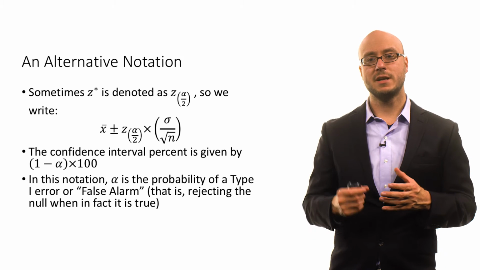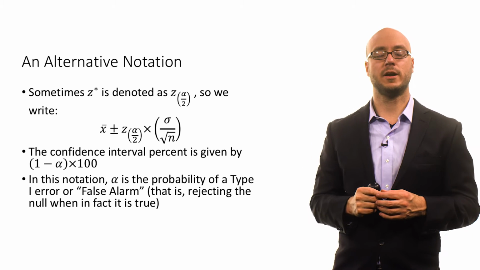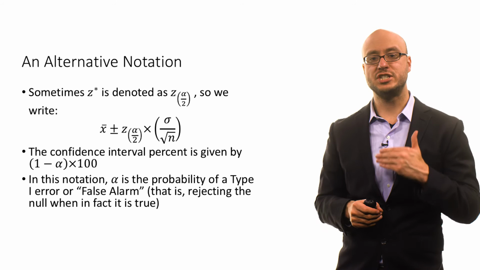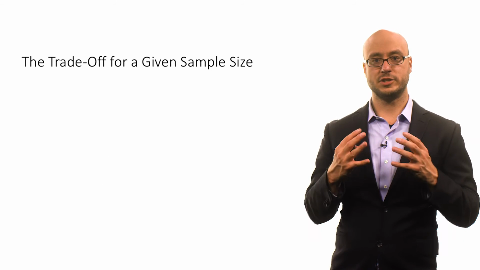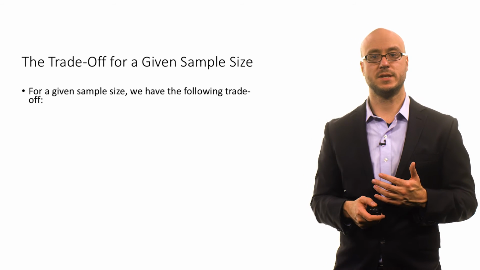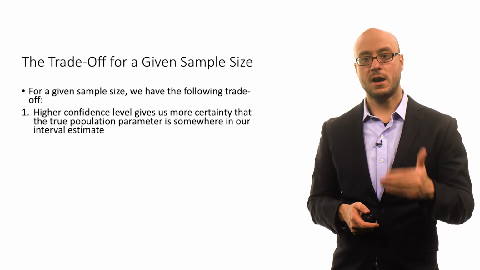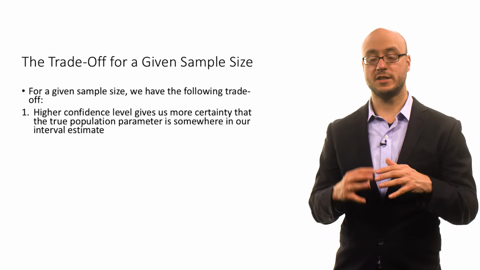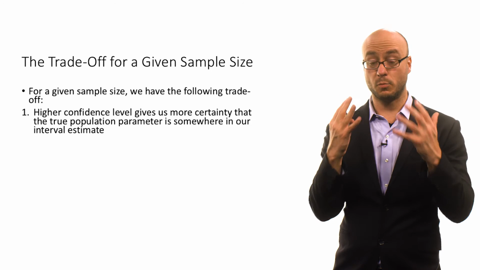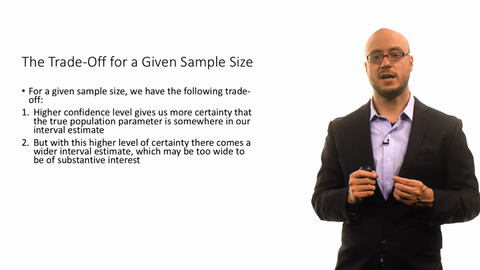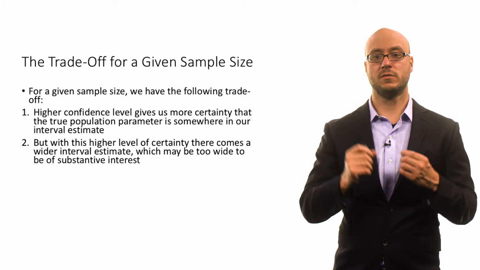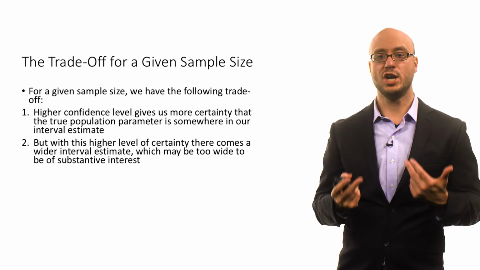In this notation, alpha is the probability of a type 1 error or a false alarm. That's the probability of rejecting the null when it is in fact true. There is a trade-off when we construct these confidence intervals for a given sample size. A higher confidence level is going to give us more certainty that the true population parameter is somewhere in our confidence interval. But the problem with this higher level of certainty, with these wider intervals, is that they may be too wide to be of substantive interest.